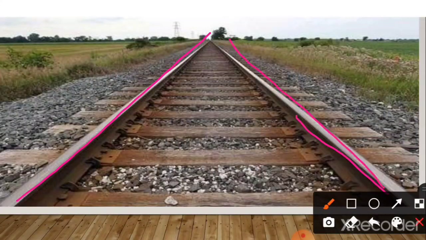Here, due to the picture inclination, you might see that these lines will intersect each other, but actually you know these are the parallel lines. These are the model of parallel lines. These are not perpendicular lines.